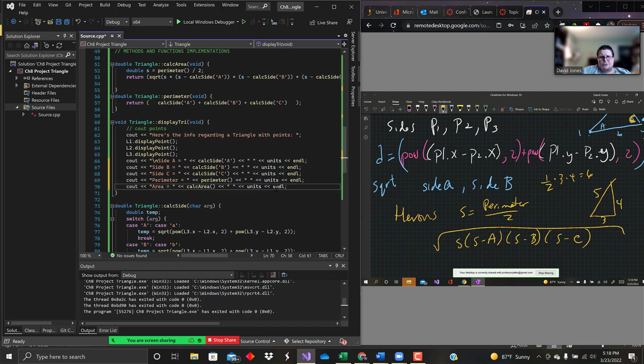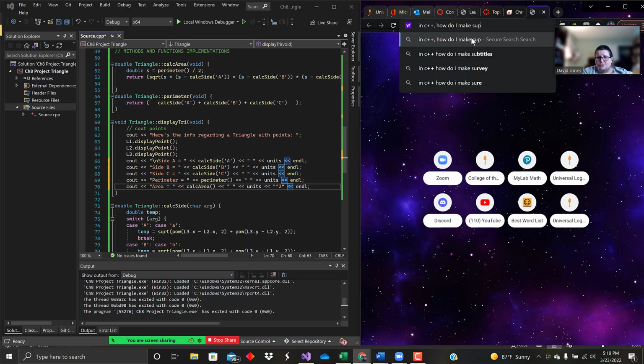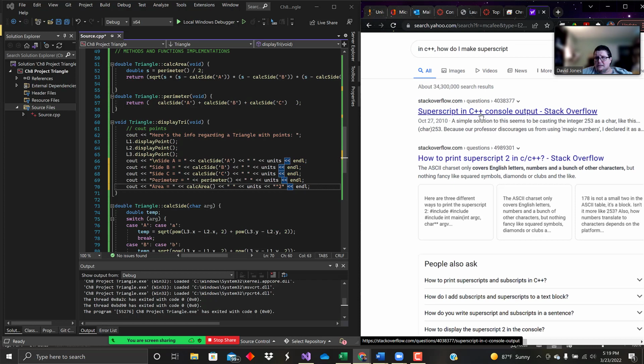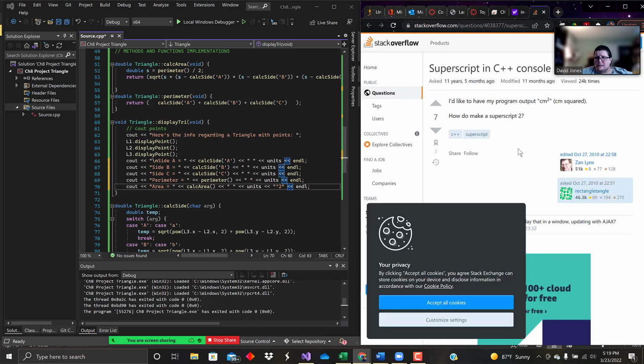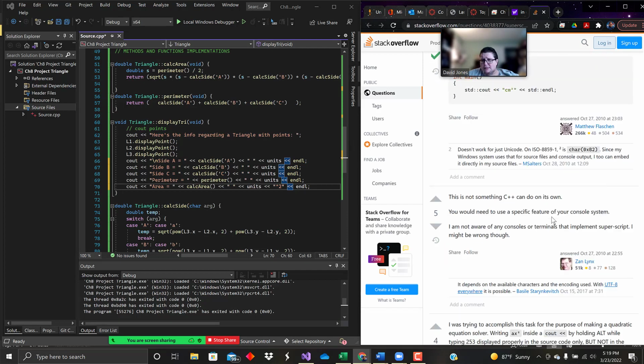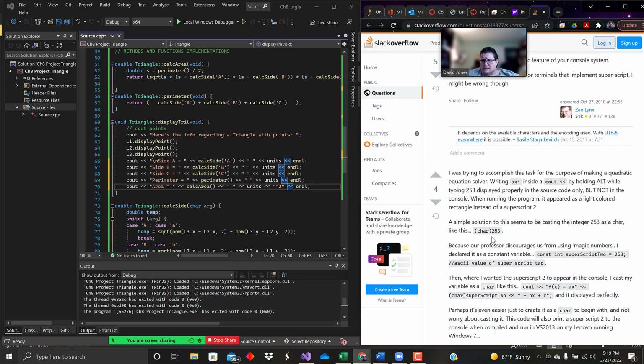But on area, it's units squared. So I need to add, and one of my students knows how to do this easily. Let's see if there's an easy way of getting that. In C++, how do I make superscript? How do I make superscript 2? Char 253.